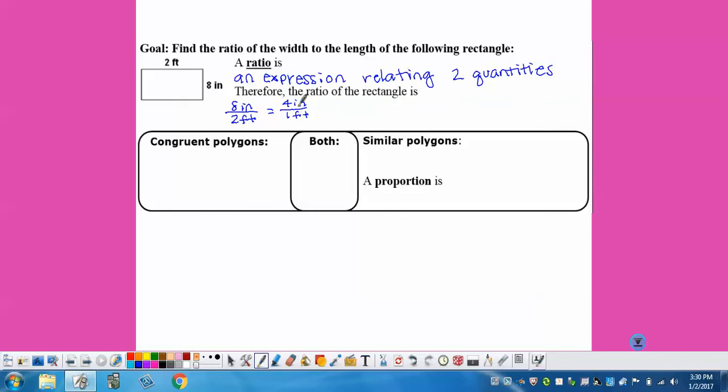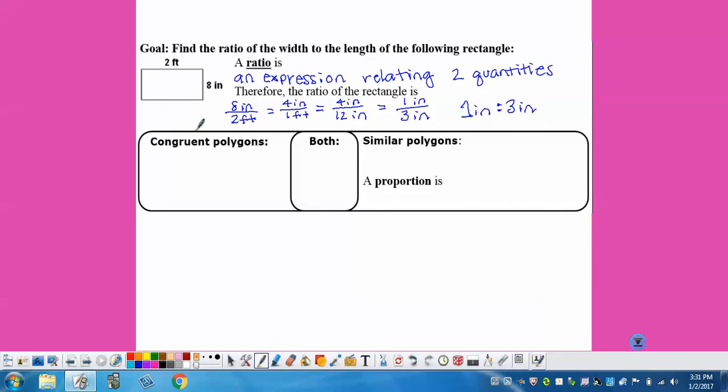However, in ratios, we typically want the units to be the same, so we're going to convert our feet to inches so that both parts of our ratio are in inches. So that would be 4 inches over 12 inches, which would then simplify to 1 inch for every 3 inches. Typically, we see ratios written as fractions. They also might be written as 1 inch colon 3 inches.